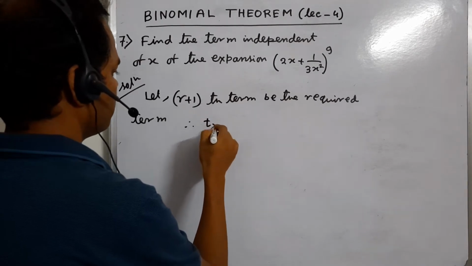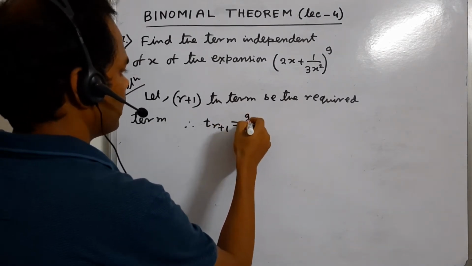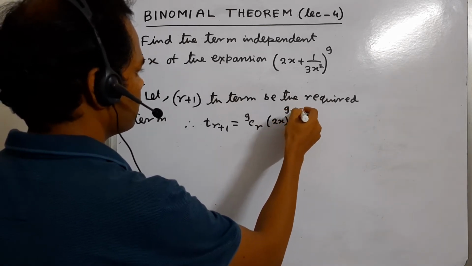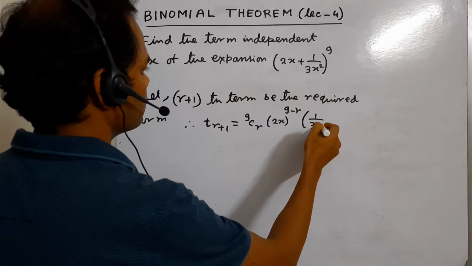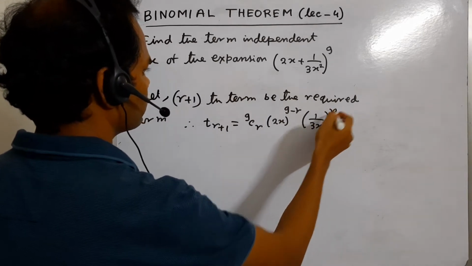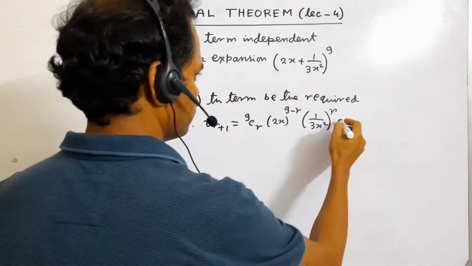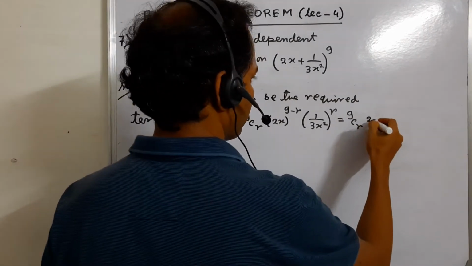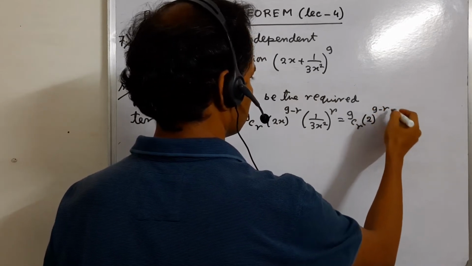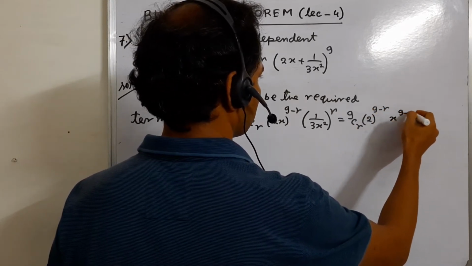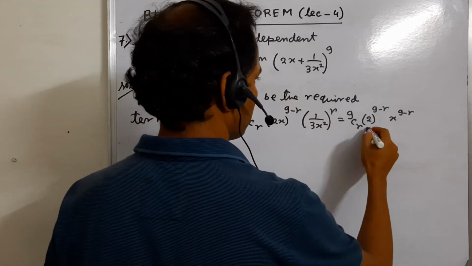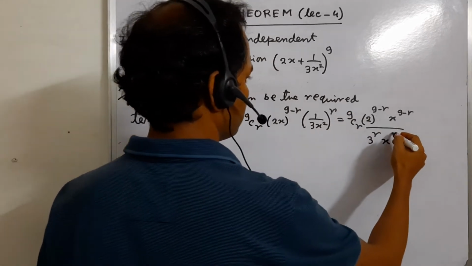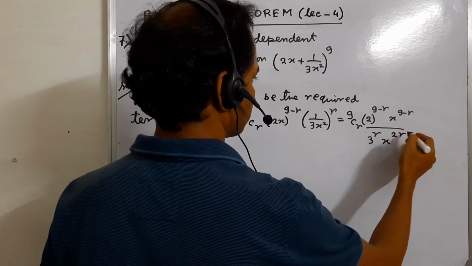Therefore, T of r plus 1 is equal to 9Cr (2x) whole to the power 9 minus r, (1 by 3x squared) whole to the power r. So 9Cr, 2 to the power 9 minus r, x to the power 9 minus r, 1 to the power r is 1, 3 to the power r, (x squared) whole to the power r is x to the power 2r.